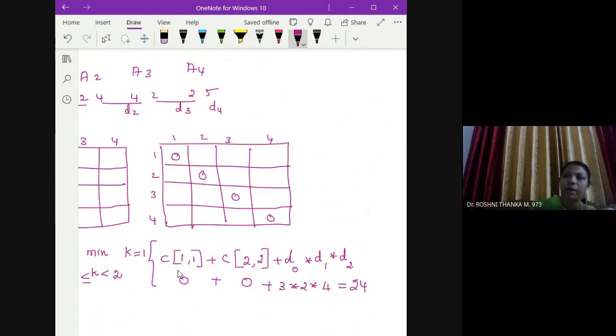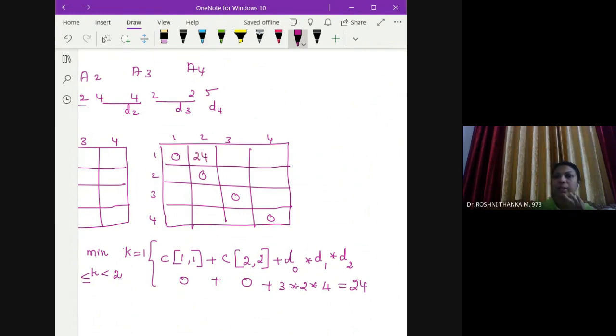So if I find the cost of multiplying the matrix 1 and 2, I got 24. So what I can do is substitute this value 24 in this place. So what will I do here? I'll put 24 here.